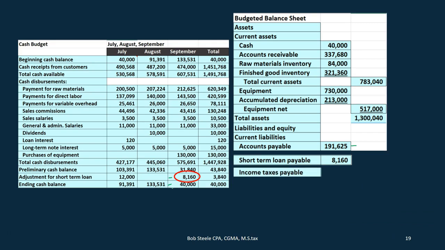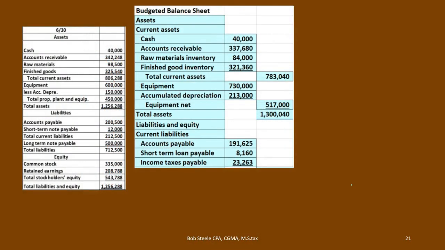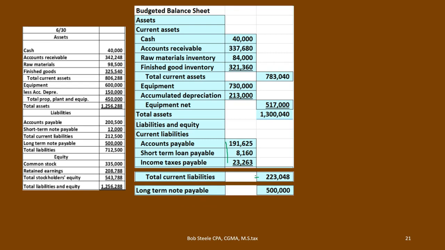And then we have the income tax payable. That's going to come from the income statement. So that's going to be down here on the income statement. We had to calculate the income tax payable. That is what's going to be owed for income taxes on the balance sheet at the end of this time period. Then we have the total current liabilities. That's going to be, of course, this number plus this number plus this number will give us the total current liabilities. Then we have the long-term note payable.